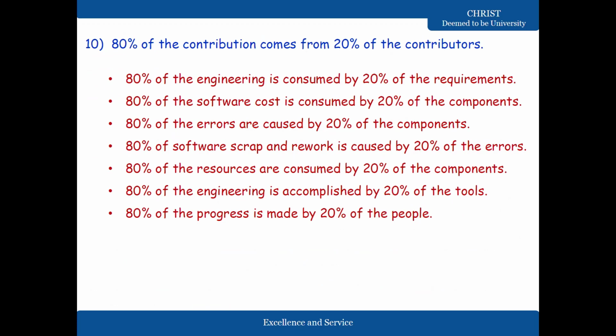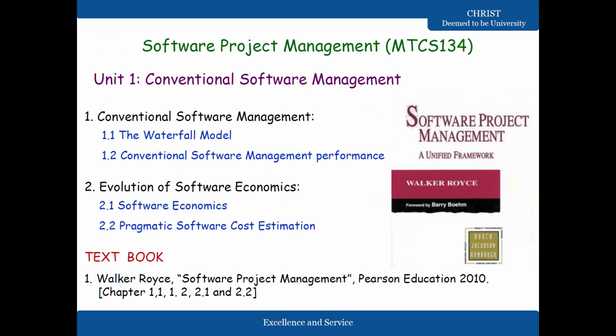Now, the tenth point, which I talked about, was 80% of contribution comes from 20% of contributors. This is the Pareto principle. 80% of engineering is consumed by 20% of requirements. We only have to focus on those 20% of things, which will bring 80% of results, right? And 80% of software costs is consumed by 20% of components. 80% of errors are caused by 20% of components. 80% of software scrap and rework is caused by 20% of errors. 80% of resources are consumed by 20% of components. 80% of engineering is accomplished by 20% of the tools, and 80% of the progress is made by 20% of the people.